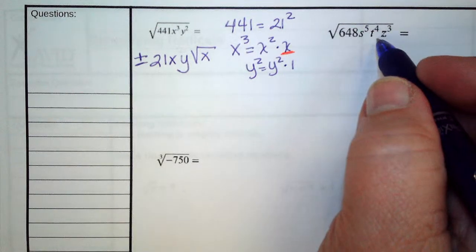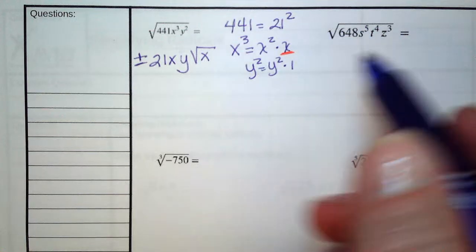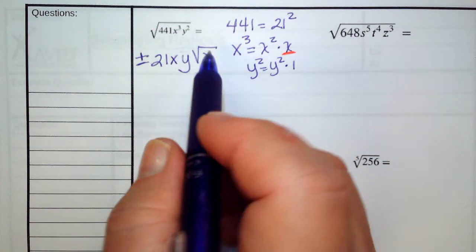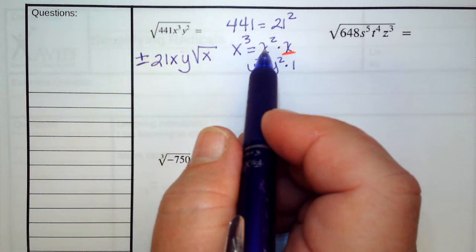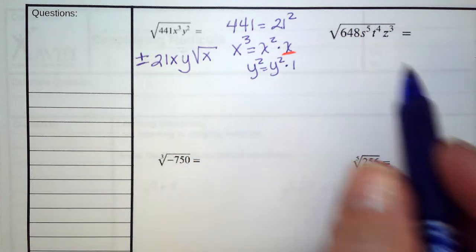So if you notice, if it's an odd number, you will have one of those variables left underneath. If it is an even number, then you'll bring it to the outside.